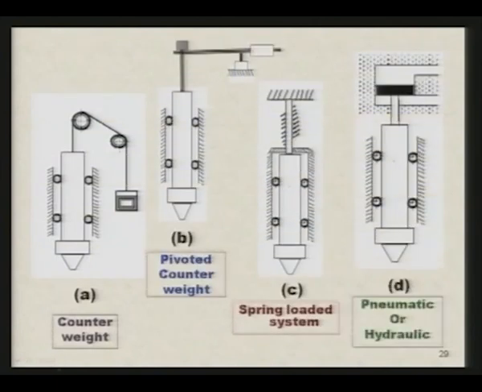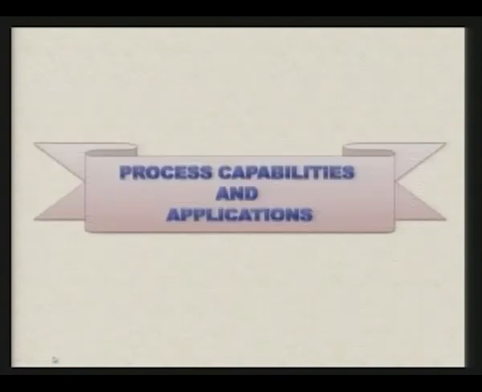These are the 4 different ways with which you can increase the static load. Here you can see as counterweight is changed, the load on the tool here will change. You can change the counterweight with the help of a pivot over here, or you can change the static load with the help of the spring, as can be seen over here, or it can also be changed by pneumatic or hydraulic means over there, and once the static load is changing, it changes the performance of the process, as we have seen in the earlier slide.